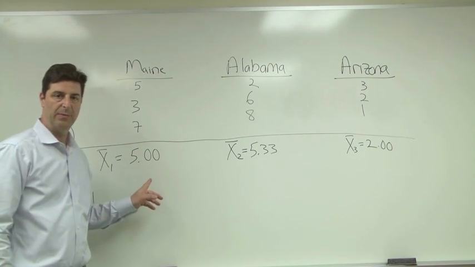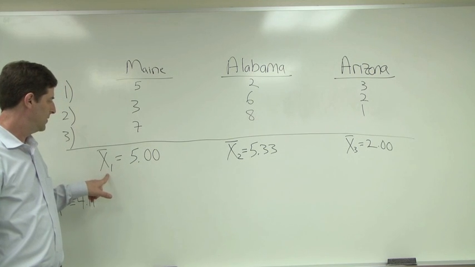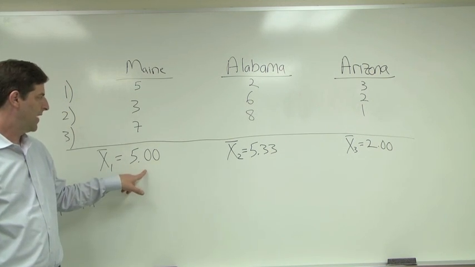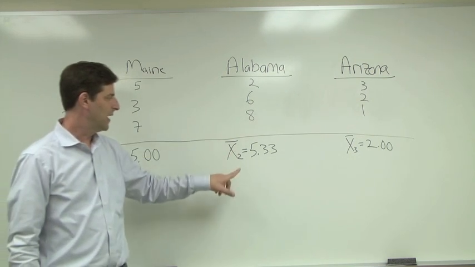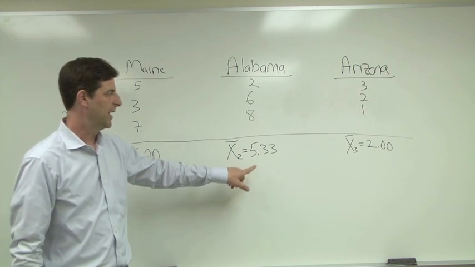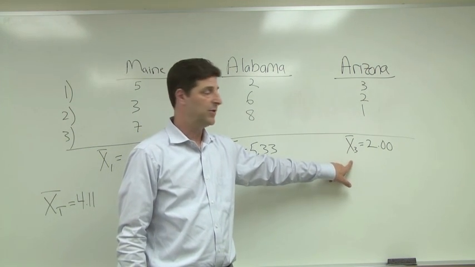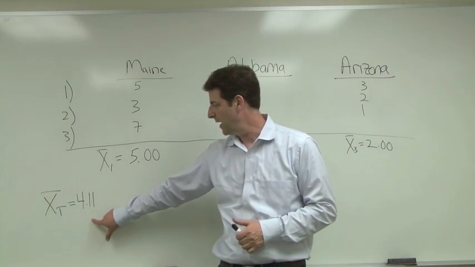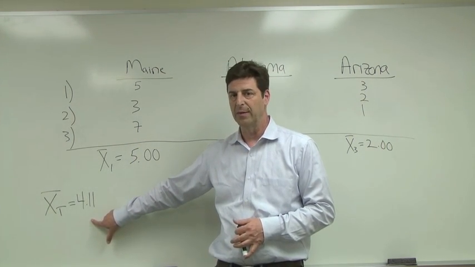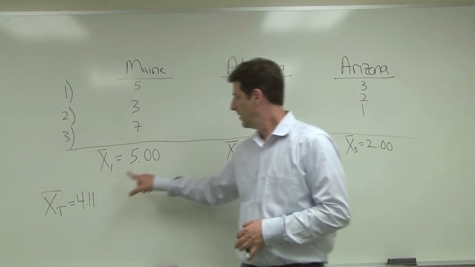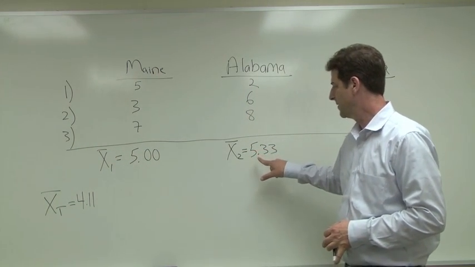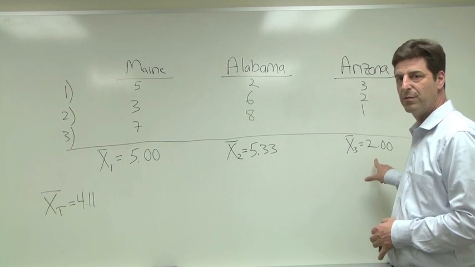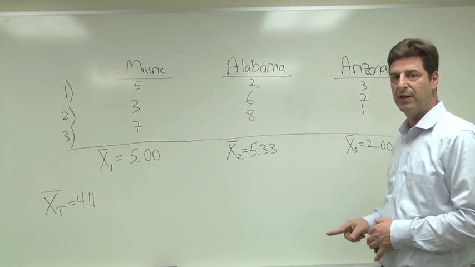I've also calculated the means. So the mean for group 1, which is Maine, 5 hours per day. The mean for Alabama, 5 1/3 hours per day. The mean for the Arizona sample, 2 hours per day. And then I've also calculated the grand mean. And here's how I calculated the grand mean. 5 plus 5.33 plus 2 is 12.33.